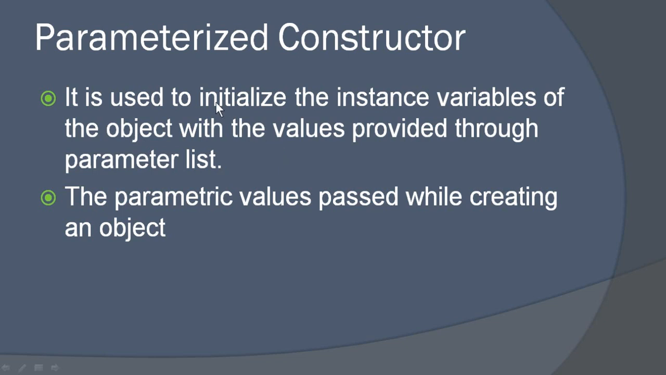Next is the parameterized constructor. It is used to initialize the instance variables of the object with the values provided through the parameter list. So it is a little different from the normal default constructor, or non-parameterized constructor. Here it has some values, parameters. These parameters are passed to the constructor, same like methods, right? You are going to pass some values through the parameters, which you already discussed in previous videos, so that the constructor will accept the values and store the initial values.